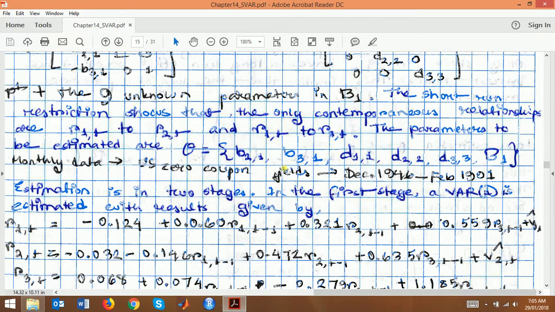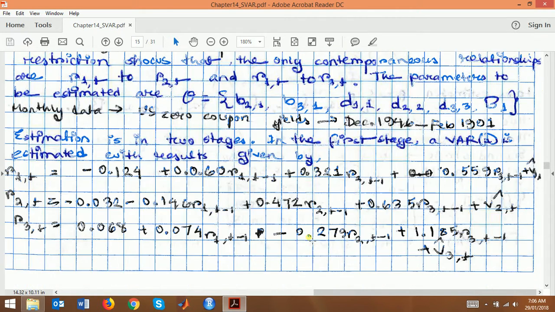We use monthly data, US zero coupon yields, from December 1946 to February 1991. Estimation is in 2 stages. In the first stage, a VAR(1) is estimated with results given by this. So we are estimating a VAR(1) in the beginning for R1t, R2t and R3t.